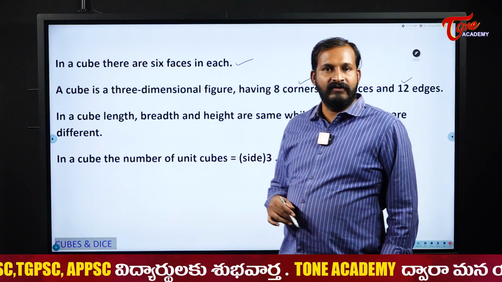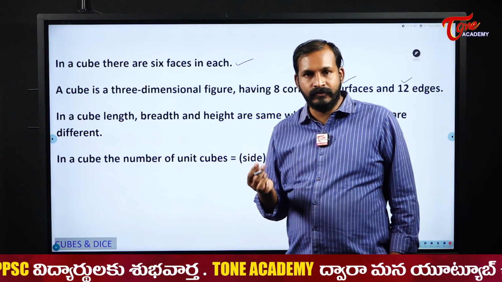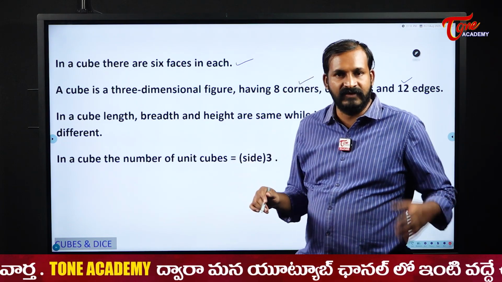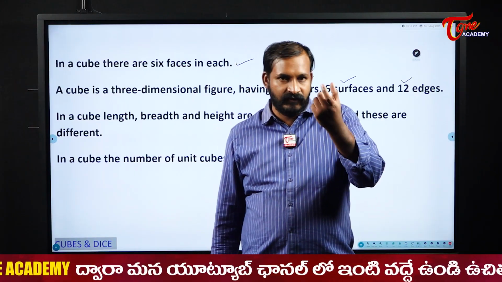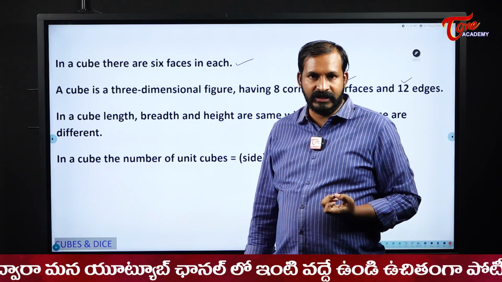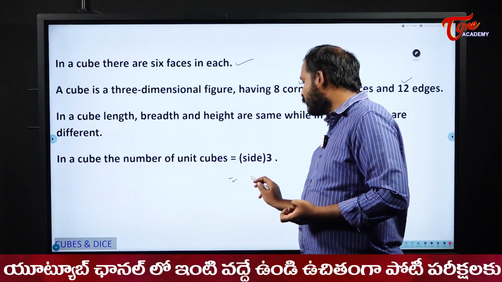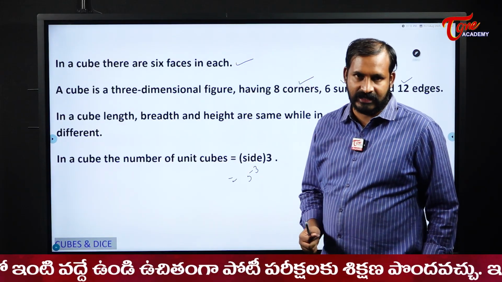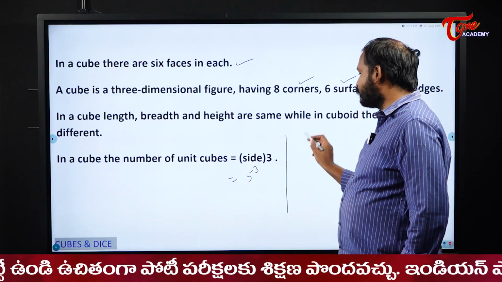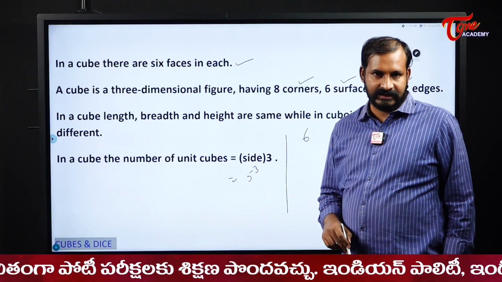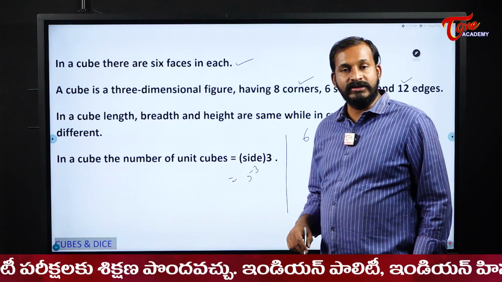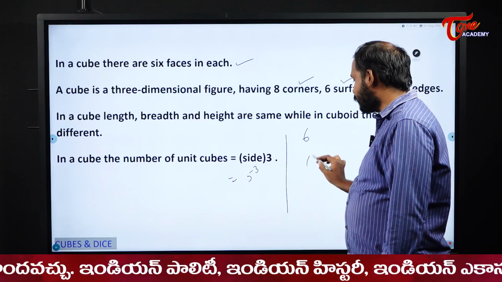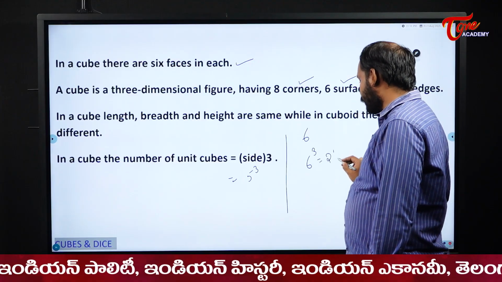That means 5 into 5 into 5, right? Unit cubes, 1 unit cube. So unit cubes will be side whole cube. That means if the side is 5 units, and if you cut it into 1 unit small cubes, our answer here becomes 5 cube, similar to our last example. So if the side is some 6, then how many unit cubes will I get here? Unit means 1 unit cube. So 6 cube, we will get 216 in number.